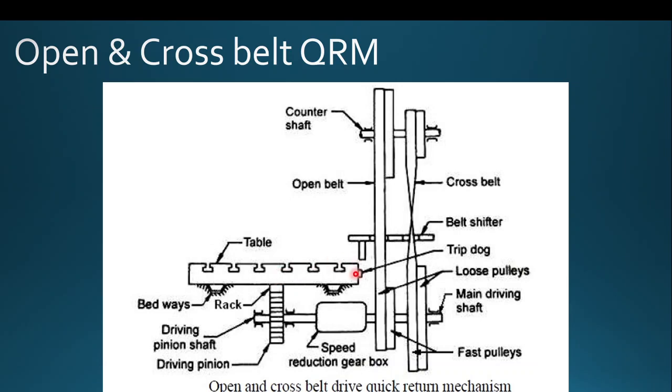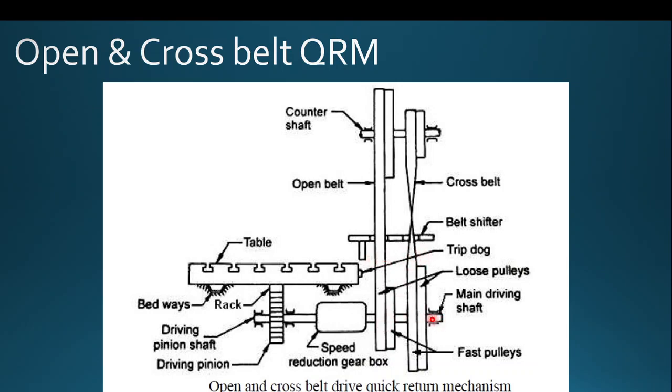For that, a belt tripper (shifter) is available with the table. This will automatically activate the belt shifter. The belt shifter will move in this direction after the completion of the cutting stroke. When it moves in this direction, the belt shifter automatically moves the open belt from the loose pulley to the tight pulley, and the cross belt drive from the tight pulley to the loose pulley. Simultaneously it is happening. So what will be the result?